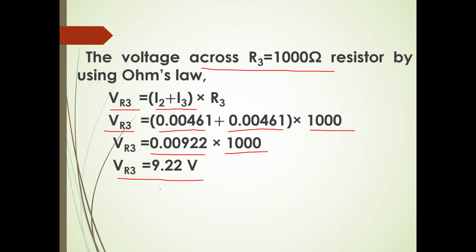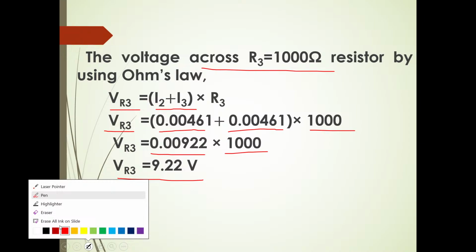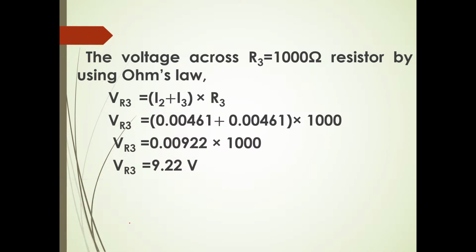VR3, what do you get? 9.22 volts. So VR3 is 9.22 volts. I'll just remove the ink and leave it for a minute.